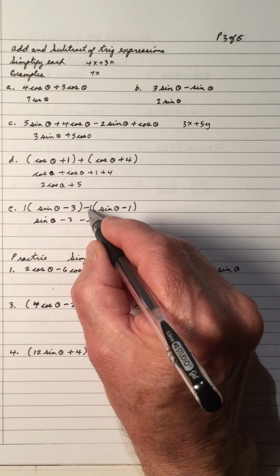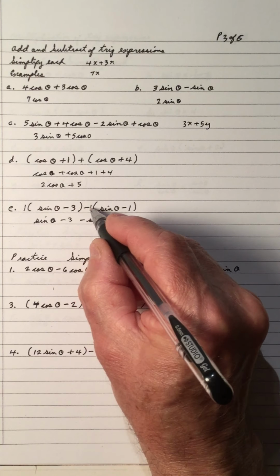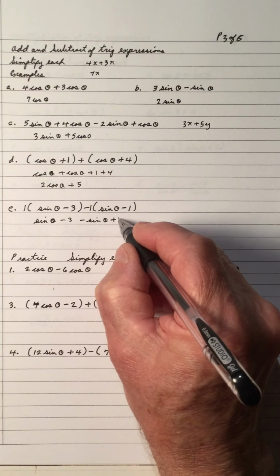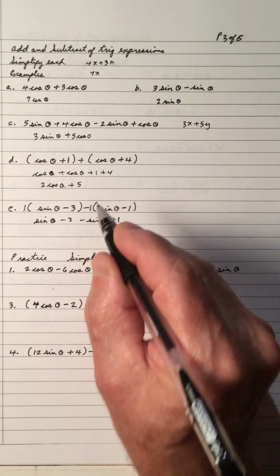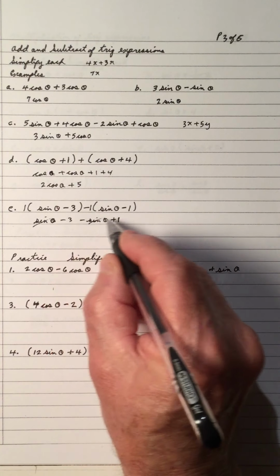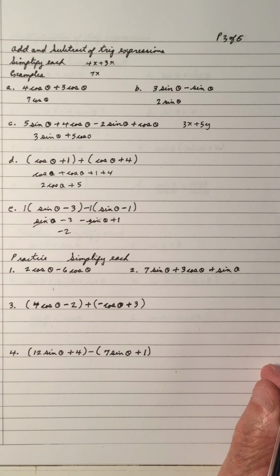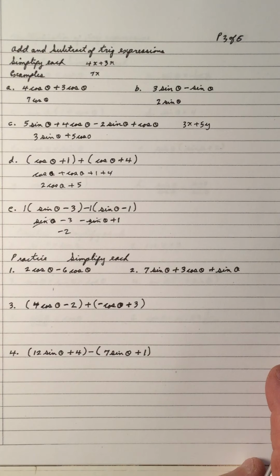If you put a 1 here, you get a negative 1 times sine theta is negative. Negative 1 times negative is positive. So that's another little trick, to put the negative 1 there. And we have the sine theta cancel out, and negative 3 plus 1 is negative 2. So that's adding and subtracting.